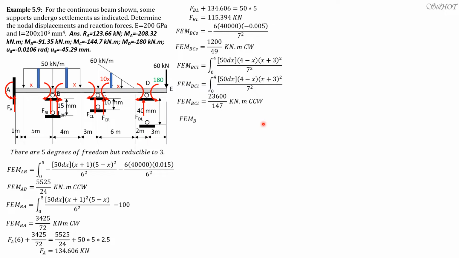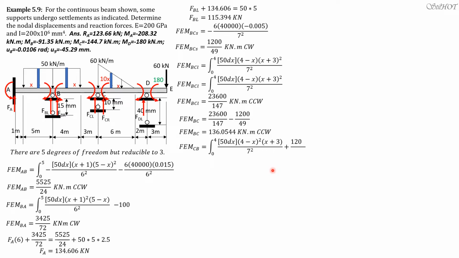Therefore, the net moment at BC is 23600 over 147 minus 1200 over 49, because that's clockwise, and we expect counterclockwise moment in BC. So 136.0544 kilonewton meter counterclockwise, which is this direction. Then for CB, we use the same integral, and because this is clockwise, then we add 1200 over 49 because they have the same sense for sideway moment.